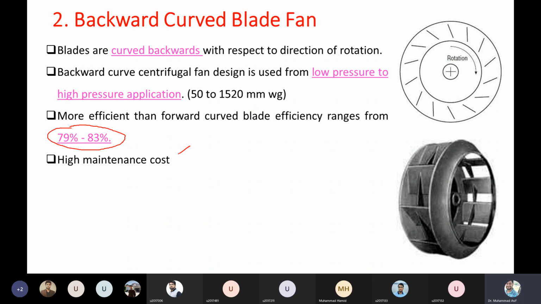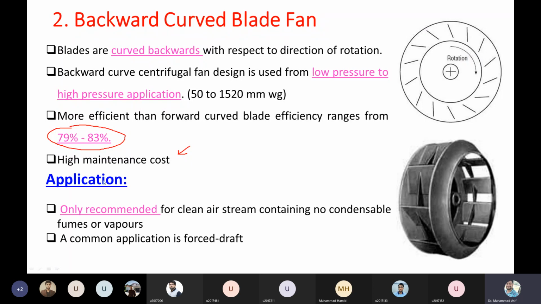But the disadvantage is they have a high maintenance cost, right? They produce more noise than the forward curve blades, right? And this is very important: the backward curve blade fans are only recommended for a clean air stream containing no condensable fumes or vapors, right? One of the common applications is the forced draft fan. The forced draft fans are very famous in the cooling tower and in the power plant. At the exit of the chimney, they are also installed as the forced draft fan.